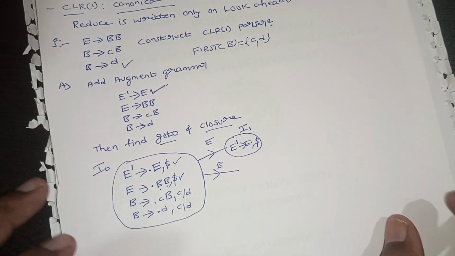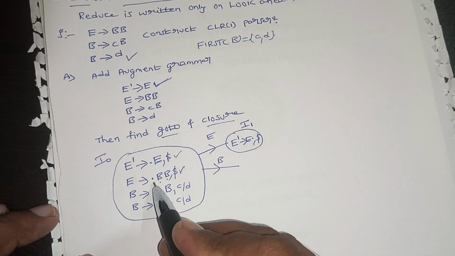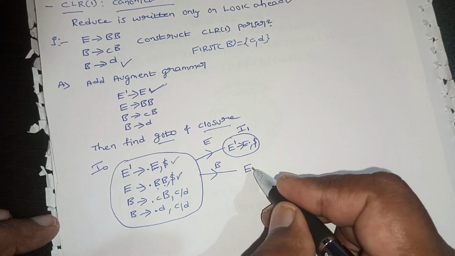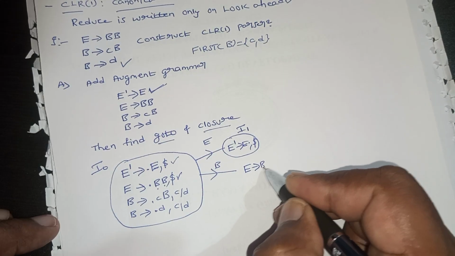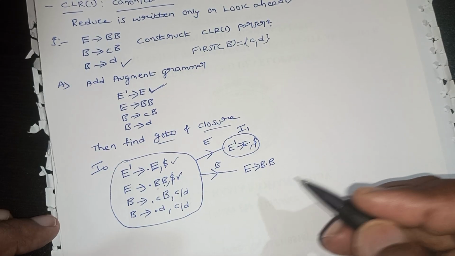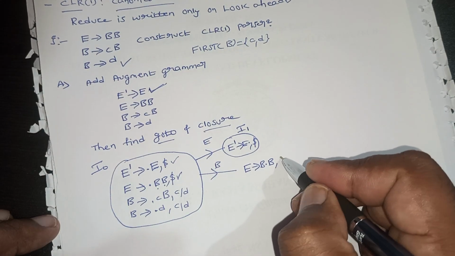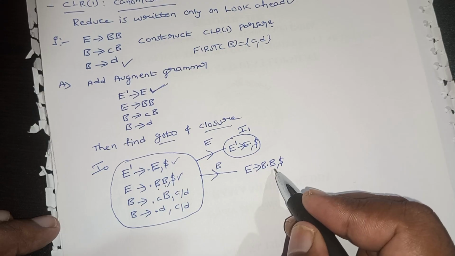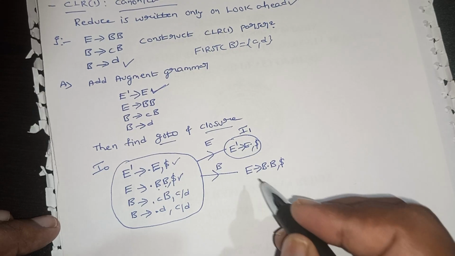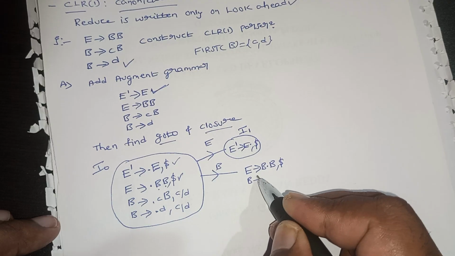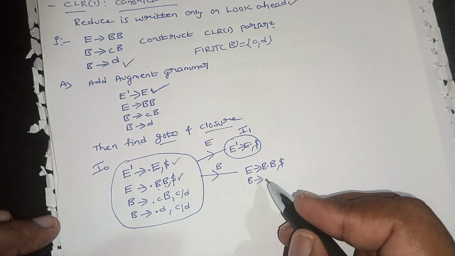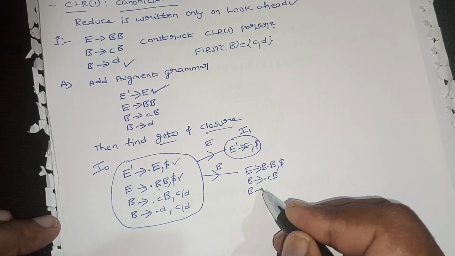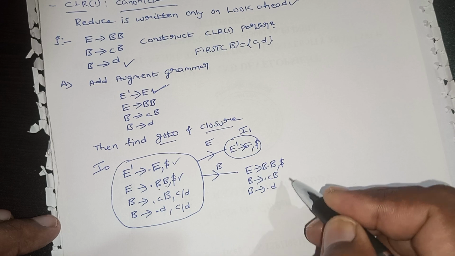Then what I have to shift? I have to shift this dot to this place. Then E tends to B dot B, comma dollar. Now because there is a dot to the left of the variable B, you have to add all the rules of B. B tends to small c capital B. B tends to dot D.